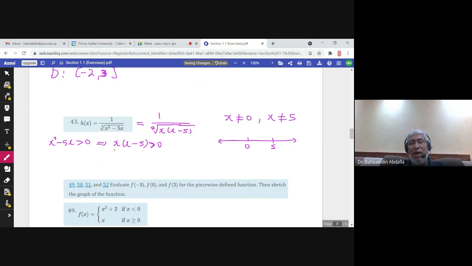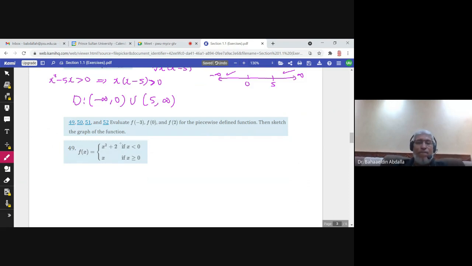So x times x minus 5 would be greater than 0 here and here. If you choose a number like -1, it will make it positive. Or if you choose 6, then 6 minus 5 times 6 is also positive. So the domain of this function is from -infinity to 0, where 0 is not included because it makes the denominator 0, union 5 open, also not closed, to infinity.